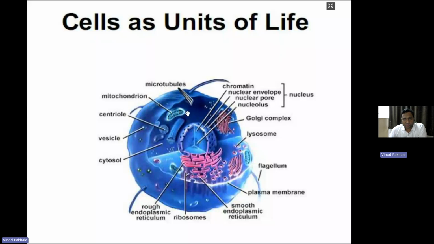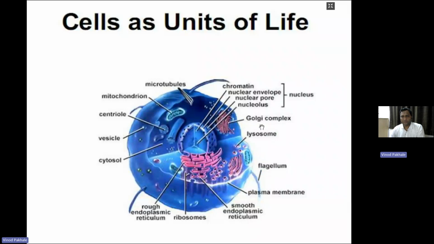I am showing the mouse on the screen. So mitochondria look like this. Then there are centrioles. All of you observe these names and their physical structure, which are the components of the cell. Then cytosol is present. On the lower side, at the bottom of the cell structure, there is the rough endoplasmic reticulum. Then ribosomes are available on this reticulum. Then smooth endoplasmic reticulum. Plasma membrane is available. Then flagellum is available. Lysosome is available.